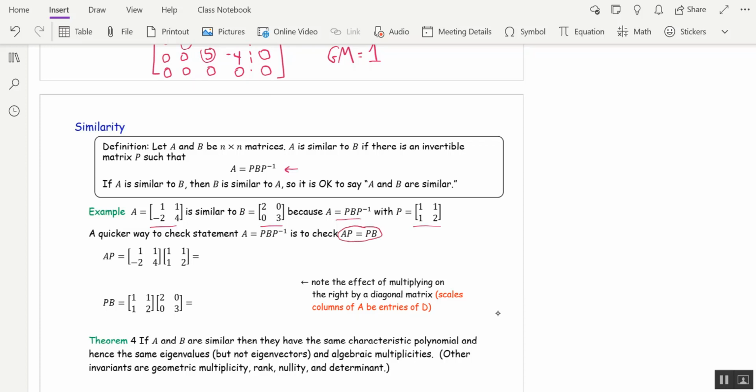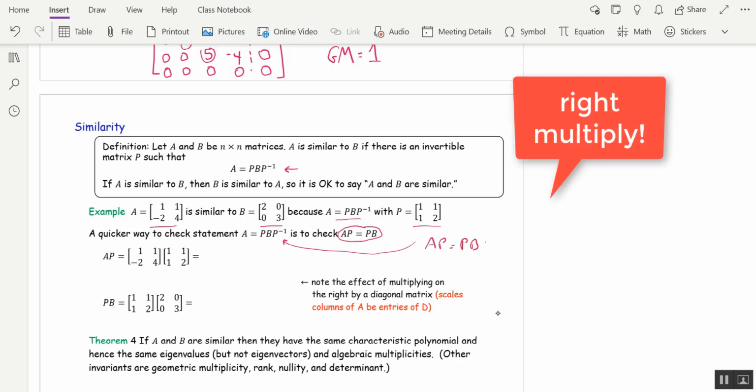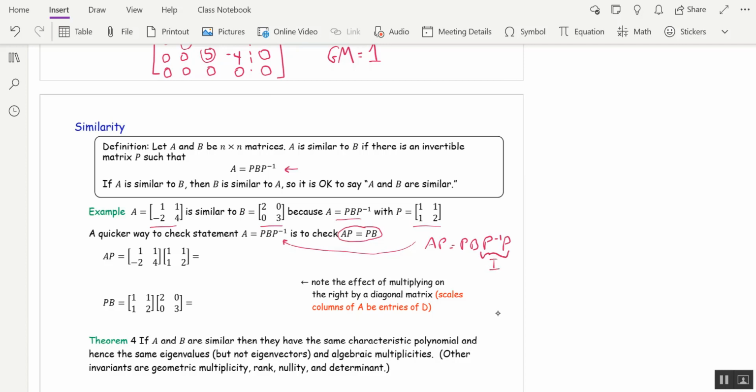Now I could find P inverse and verify that equation, but it's quicker just to check that AP is PB. Now how to get there: if you take this equation here and left multiply by P, you get AP is PBP inverse P, but P inverse P is the identity, so AP is PB. I remember the order by just thinking of police shows, APB. All right, so let's do that computation. Multiply these two matrices, and we get 2, 3, 2, 6. And then if I do PB, I also get 2, 3, 2, 6. So A and B are similar.